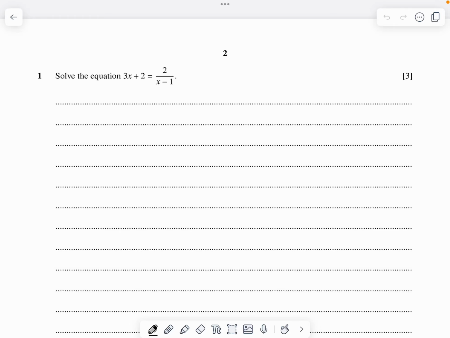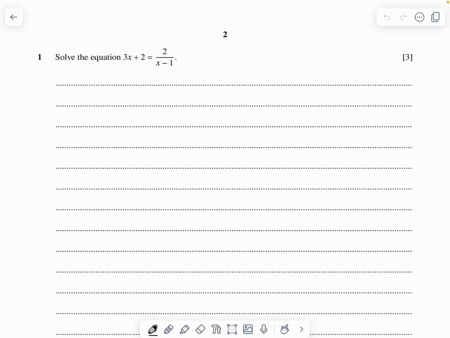The second worksheet is based upon quadratics and discriminant, topical for CIE A-Level 9709 P1, taken from the past paper questions. The first question is: solve 3x plus 2 equals 2 upon x minus 1.